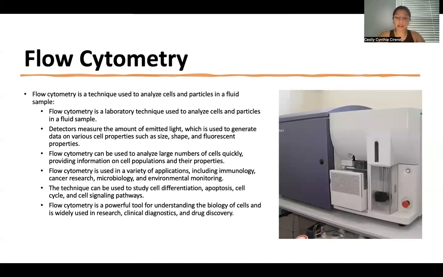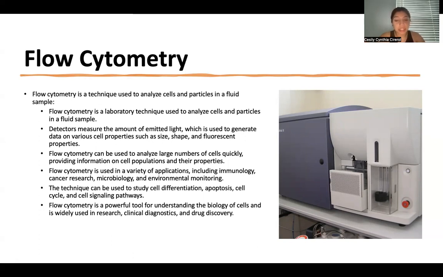So another instrument we use, which was my second objective in my research, was to figure out if flow cytometry was effective or not. What we use this machine for is to sort cells. This machine can sort cells using size, shape, and fluorescent properties, and it can be used to analyze a large number of cells quickly, depending on the sample. And it's used in a variety of different applications.